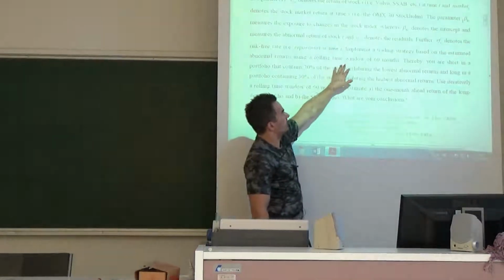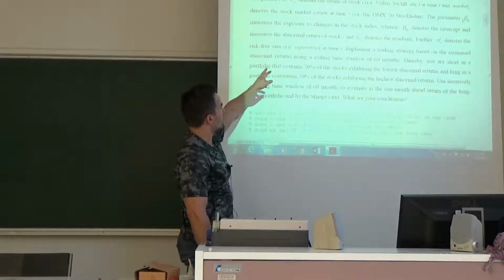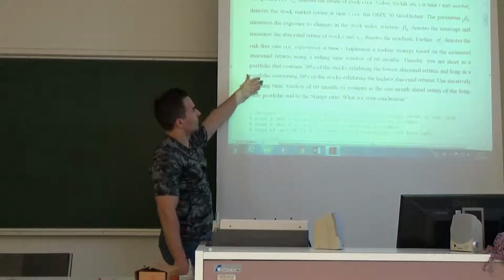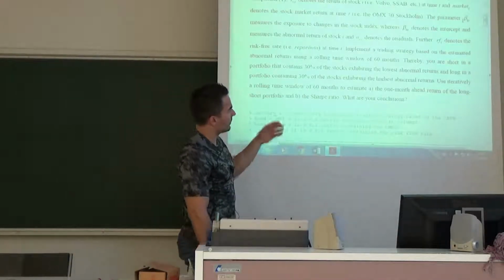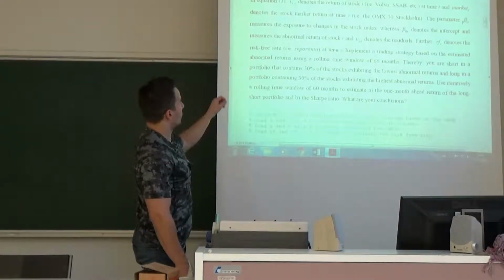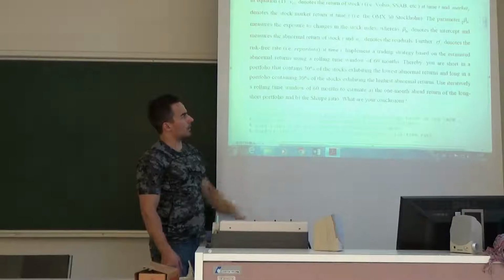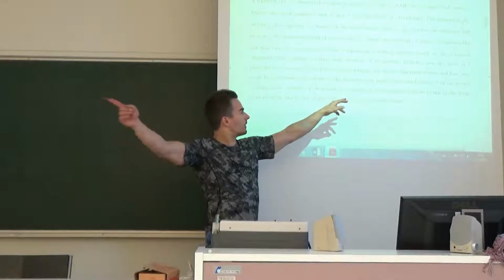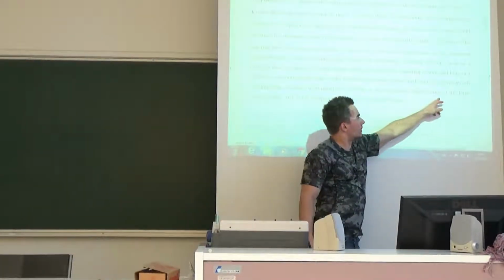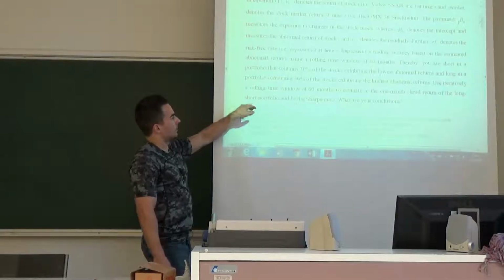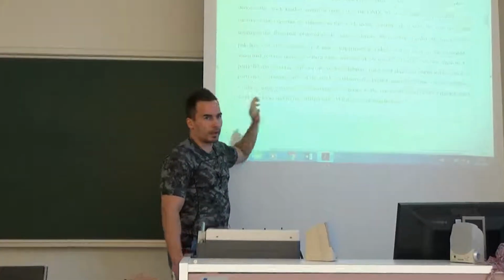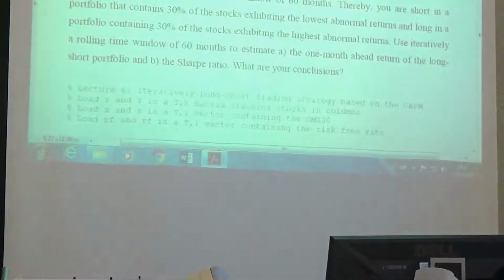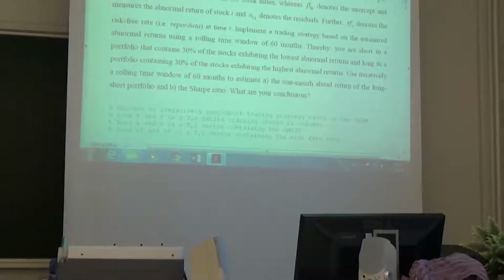Also, our task is to implement a trading strategy based on the estimated abnormal returns using a rolling time window of 60 months. Thereby, you are short in the portfolio that contains the 30% of the stocks having the lowest abnormal return, and long in the portfolio that has the 30% of the stocks having the highest abnormal return. So use iteratively a rolling time window of 60 months to estimate the 1 month ahead return of the long-short portfolio. And also we want to see what the Sharpe ratio is, and we want to know what our conclusions are. Does it make sense to run this trading strategy anyway?